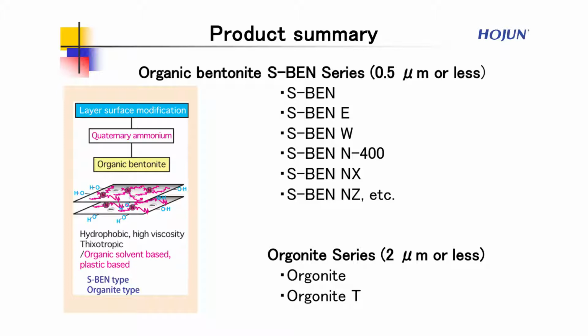Representative products include, for the S-Ben series, S-Ben, S-Ben-E, S-Ben-W, S-Ben N400, S-Ben-NX, S-Ben-NZ, etc., and for the Orgonite series, 2 micrometers or less, Orgonite, Orgonite T.